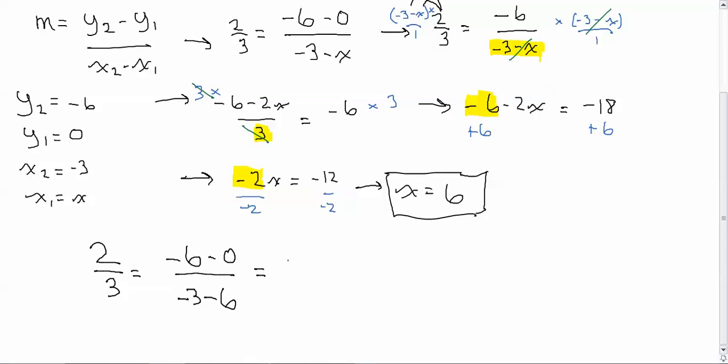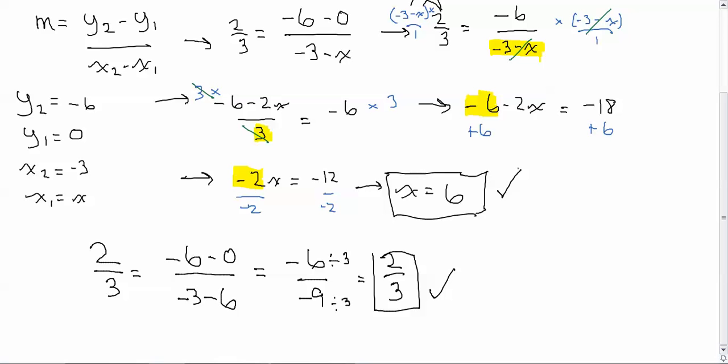So we're simply going to simplify. So I get negative 6 over negative 9. I can divide each one of these by 3. And a negative divided by a negative is positive. And I do indeed get 2/3. So this is correct. So this means that our answer is x is equal to 6. And these are some of the harder examples that you're going to come across.